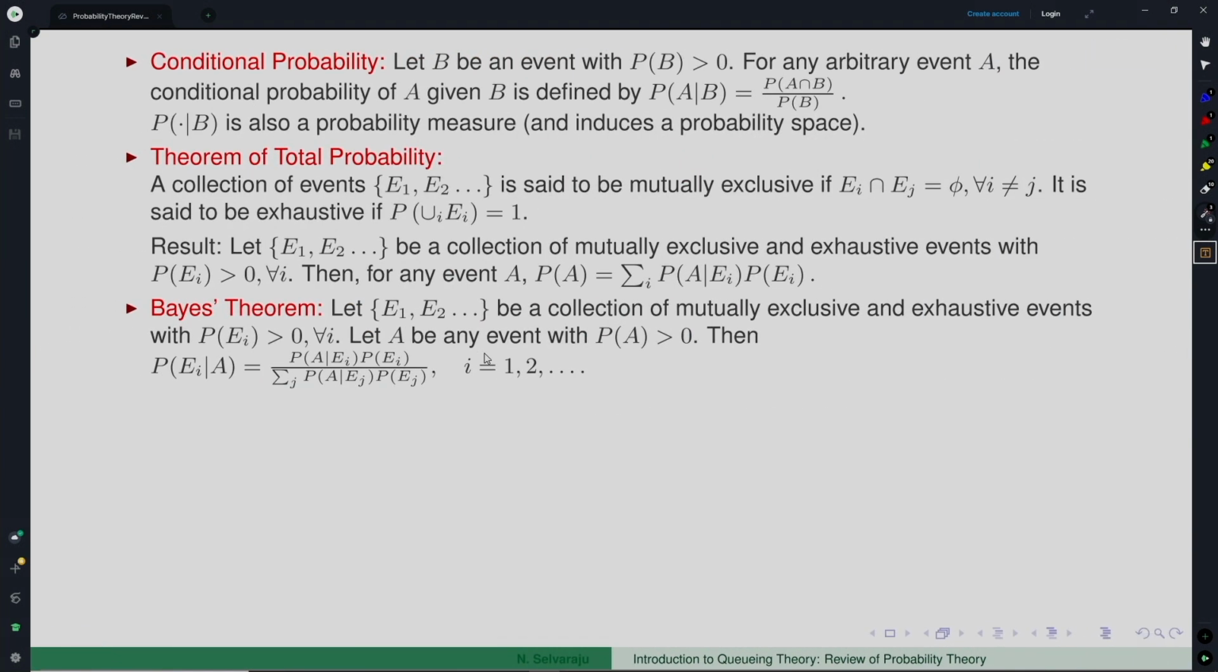Okay. Related to that are the concepts that you already know, namely conditional probability, the theorem of total probability and Bayes theorem. These are all elementary things that you can recall, like what we mean by a conditional probability. The theorem of total probability is one of the important results, which helps us to compute probabilities of certain events very nicely.